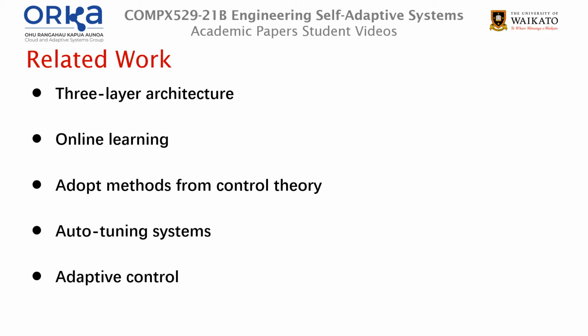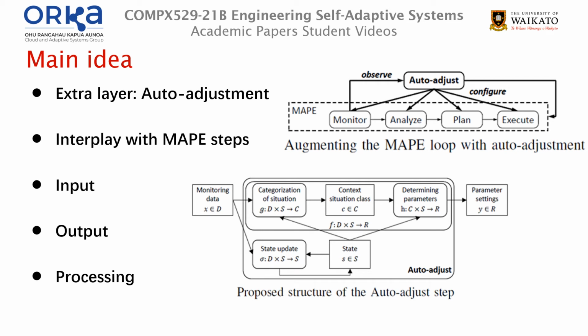In this first picture, their approach adds a further step called auto-adjust. The auto-adjust step continuously assesses the situation using the data provided by the monitoring step and automatically configures the MAPE steps so that their behavior is always aligned with the current situation. So how does this newly added layer work? Well, this picture shows the interplay, the logical connections between the MAPE steps and the auto-adjust step.